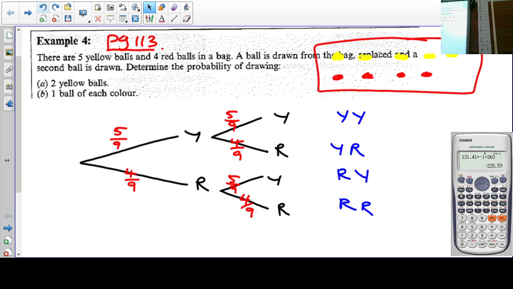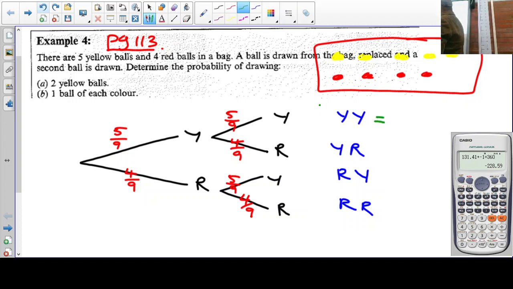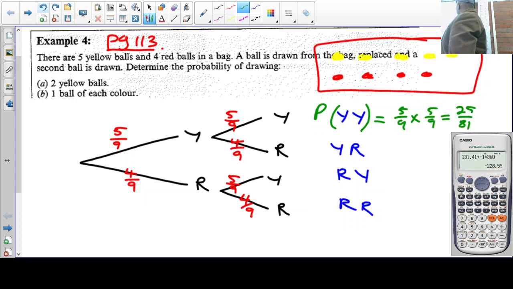If they tell you to list the outcomes and the probabilities, then we have to go a step further. The probability of yellow and yellow would be 5 over 9 times 5 over 9, which is 25 over 81. You guys understand? What if they ask you to work out the probability of yellow and red? Yellow and then red: 5 over 9 times 4 over 9. Can you see that?